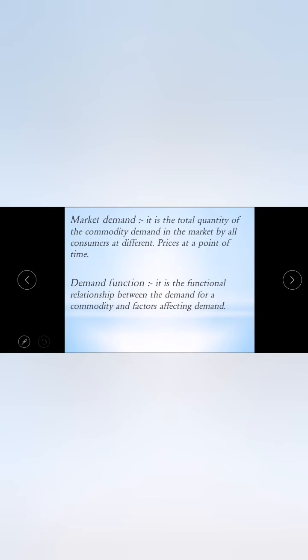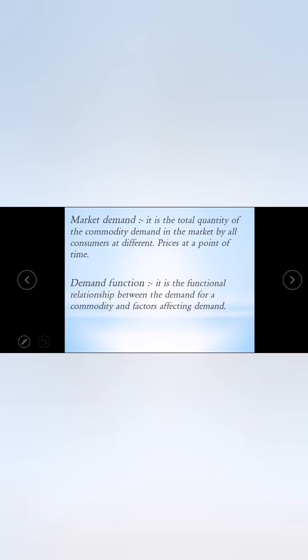For example, fruits. We'll see the fruit rates are increasing because its demand is increasing. That good, in the market, has a demand for fruits. That is called market demand, because fruit purchasers or consumers are more, so we call it a market demand product, or goods.